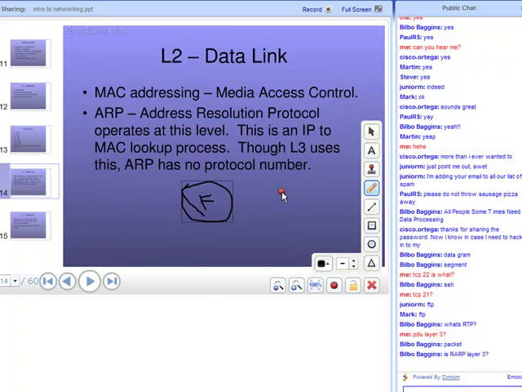And so ARP is actually: you've got an IP address and you need to figure out what the MAC address is to send it on a local segment, and we'll get into how that all functions pretty soon. But just know that right now it operates at L2.